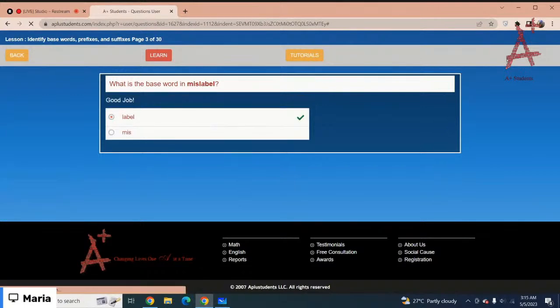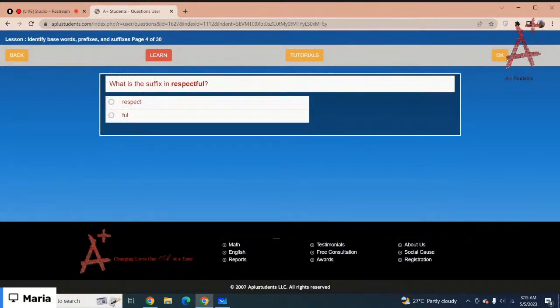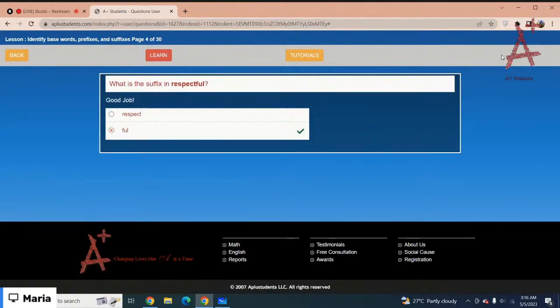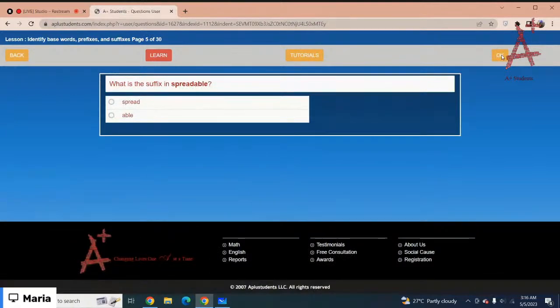Very good. Okay, which word is the suffix of respectful? Suffix, you have to see. Which is the suffix? Suffix is the word that is after the base word. So, which is the suffix? It would be full. Respect is the base word, and full is the suffix. The correct option is the second one. Which word is a suffix in spreadable?